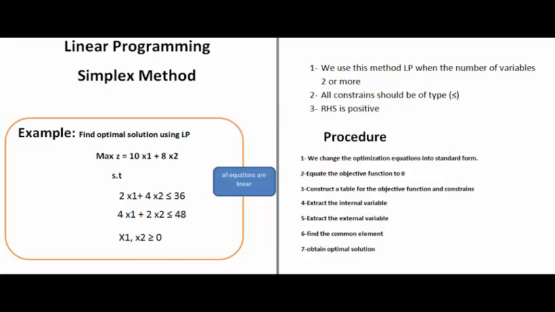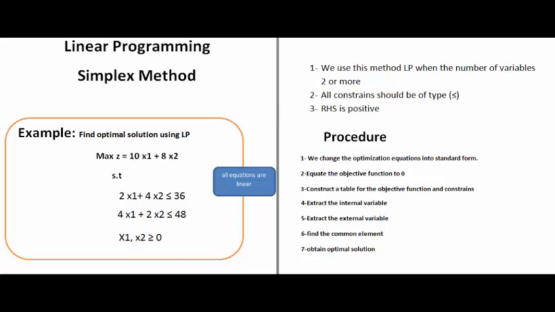Alright, we use the linear programming method when the number of variables is two or more. In this case we have a two-variable problem, so it satisfies this condition. The second one: all constraints should be of type less than or equal, and this example also satisfies this condition. And the right-hand sides of the constraints, 36 and 48, are both positive. So this example satisfies all three points, which makes it fit for linear programming.